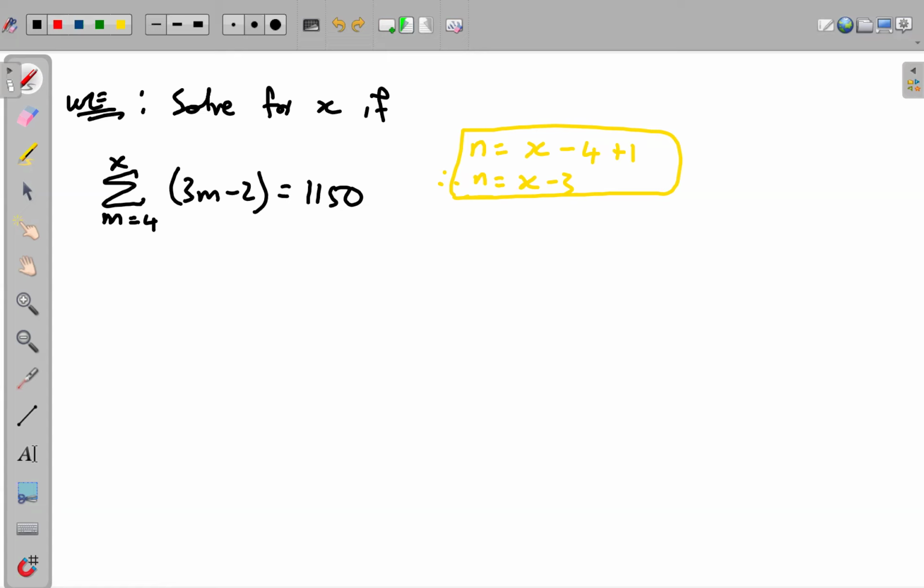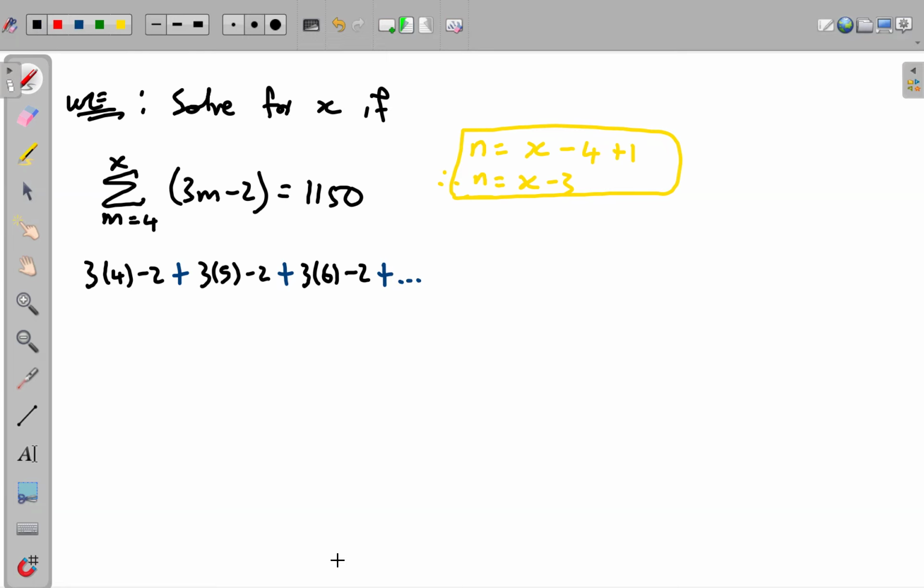So let's do that. 3 times 4 minus 2 is my first term. My second term will be 3 times 5. Remember, m is an integer, so we go up in ones. And then I'm just going to stop here where I substitute a 6: 3 times 6 minus 2. And I'll just indicate that this goes on and on. We don't know up to what. Then I'll just quickly simplify.